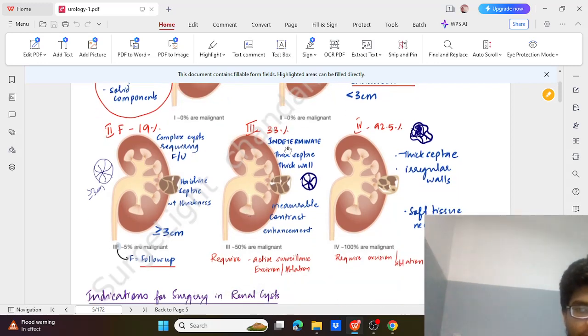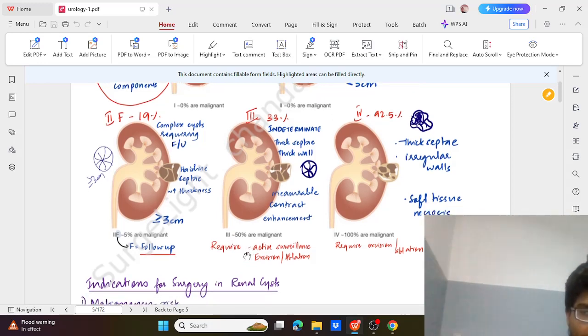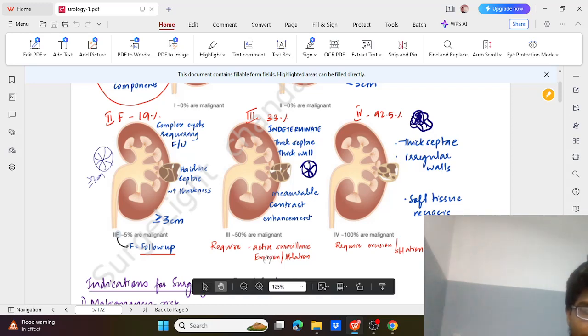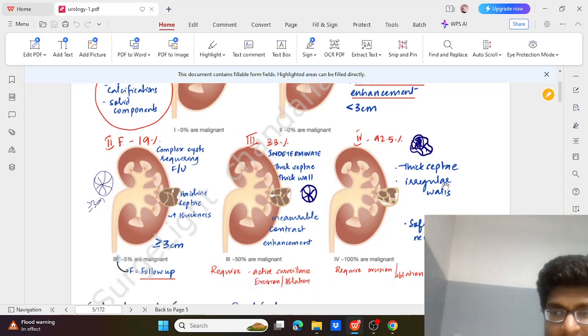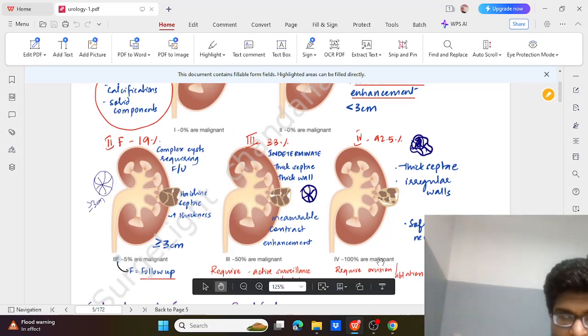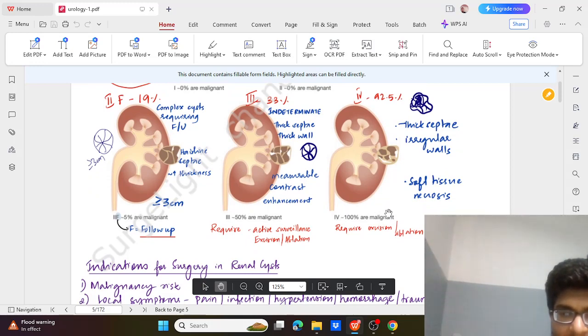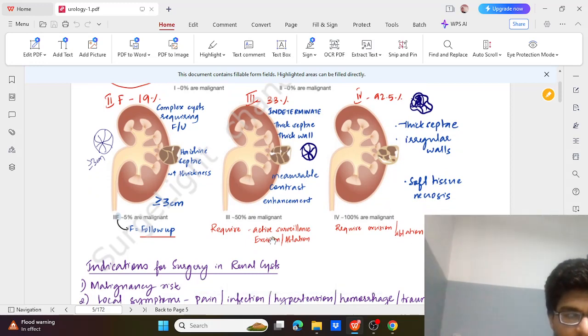Then the next one, type 3, where there is indeterminate thick septa, thick wall with measurable contrast enhancement of these walls. They have 50% chance of malignancy and they require active surveillance or even excision and ablation. Lastly is the fourth type, where they have thick septae, irregular wall and soft tissue necrosis. These are mostly malignant, 100%, and require excision or ablation.